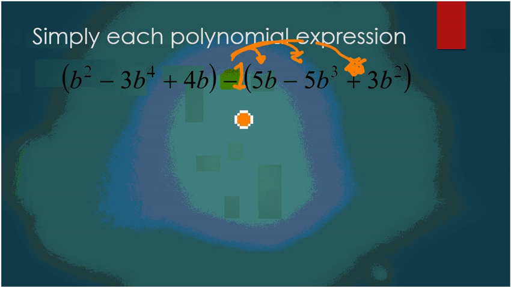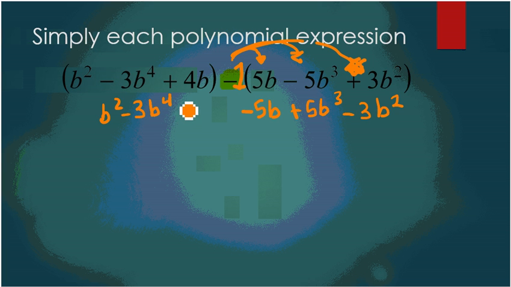All right, so I get negative 1 times 5, which is negative 5b, negative 1 times negative 5, which is positive 5b cubed, and negative 1 times positive 3, which is negative 3b squared. Now we bring down b squared minus 3b to the fourth plus 4b minus all of that. So now we're going to combine like terms.